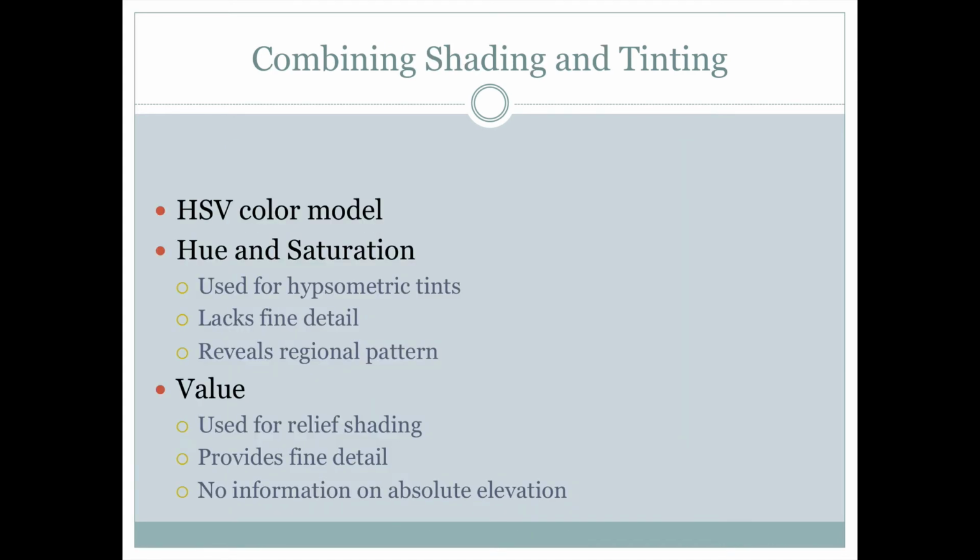So how do we combine the shading and the tinting onto one map? Well, we use the HSV color model, and we assign the hypsometric tints to the hue and saturation of the colors we use. This is once again going to lack the fine detail, but it's going to reveal the regional patterns of changes in elevation. The value in the HSV color model we reserve for the relief shading. This is what provides the fine detail. However, remember that the relief shading does not have any information on what the exact elevation is. It's just what the elevation looks like when this theoretical light source from the northwest is shined on the terrain.